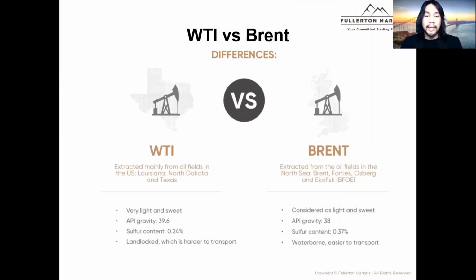WTI, since it is mainly extracted from the mainland US, has to go through land, while Brent is actually extracted from the sea. If you see those movies where there are oil rigs out in the ocean, that's where we get Brent oil from. Comparing the two, it's much easier to transport Brent since it's already in the ocean and they can easily deliver it wherever they need to. So let's move on.